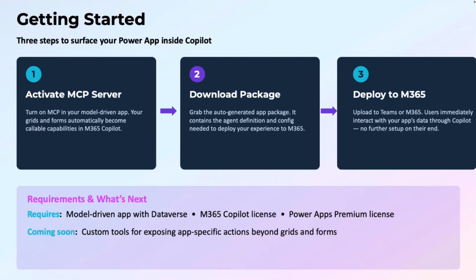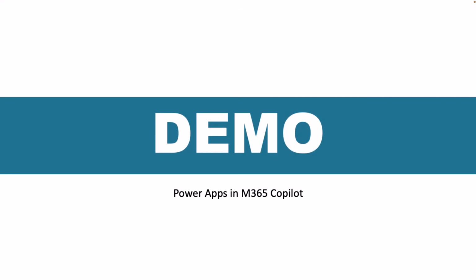Now, a few things as far as requirements go to use this to be aware of. Currently, this only works with model-driven applications, so with Dataverse, therefore you need a Power Apps premium license. And since we are deploying this as an agent in Microsoft 365 Copilot, we do need a Microsoft 365 Copilot license. And at the moment, what this supports as far as what it's able to surface up in the agent is grids and forms. But eventually, coming soon, we're going to also support custom tools for exposing more app-specific actions. So there's more coming along the way, but for now, it's really good for grids and forms.